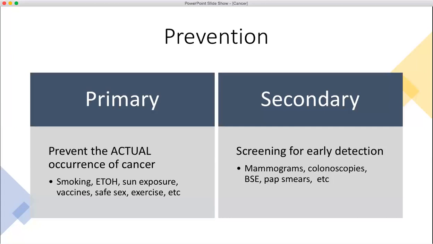We're not preventing a cancer from occurring. We just know that at a certain point in time, or with a certain risk factor or a certain gender, someone is more likely to develop a cancer. And so we screen for it so that we can detect it early and catch it early.